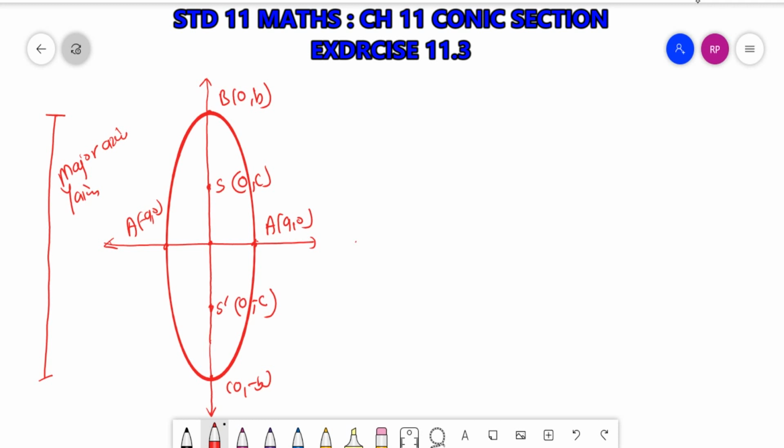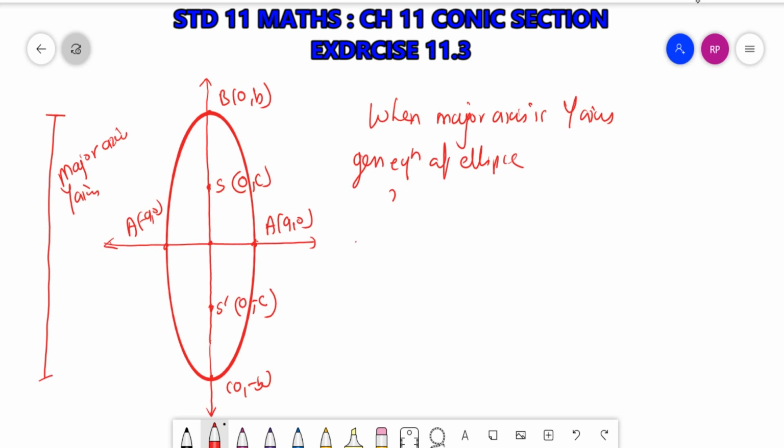Now in this case, when the major axis is the y-axis, the general equation of the ellipse will be x square by b square plus y square by a square equal to 1. See, now it's not x square by a square, it's x square by b square plus y square by a square is equal to 1.